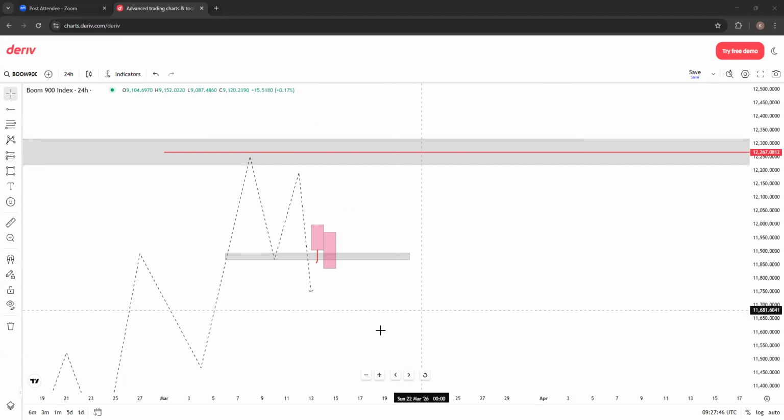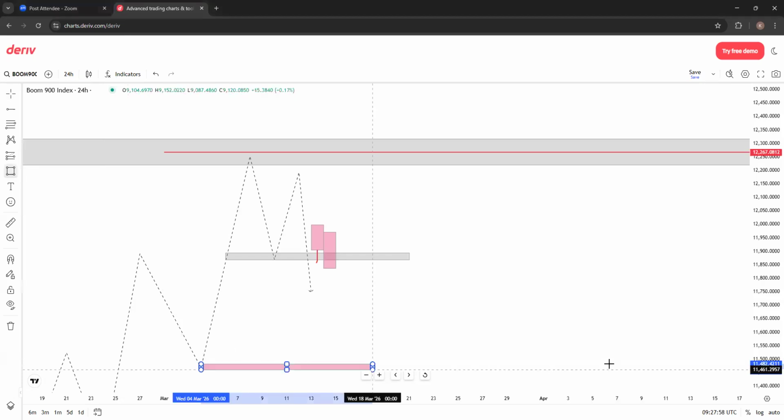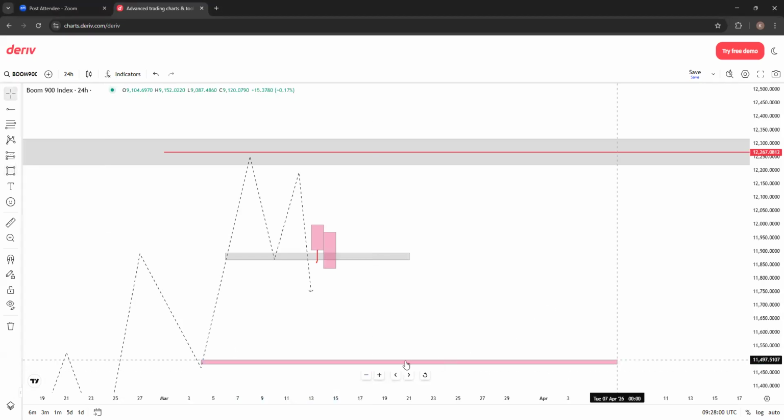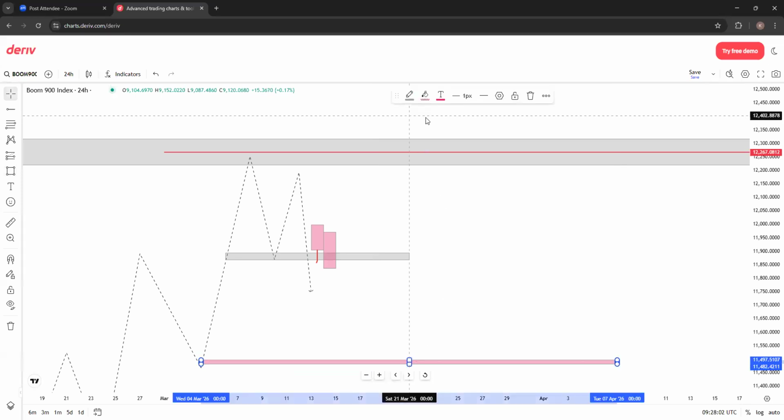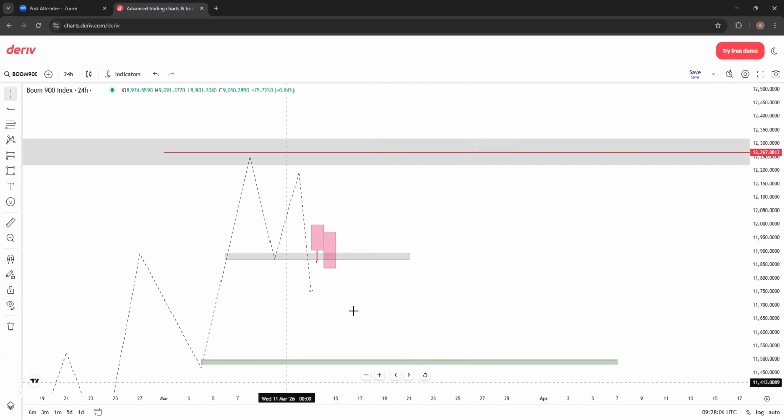Whenever we have a change of character, like I said, what do we expect? We expect to have a breakout structure, and in this example, our breakout structure is supposed to happen in this area over here. So let me put a different color to it. Let's say this is where our breakout structure is supposed to happen.